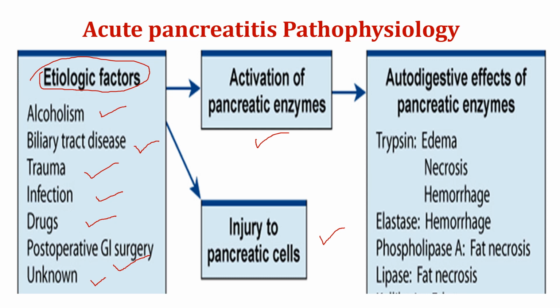The activation of pancreatic enzymes as well as this pancreatic cell injury is responsible for what we call auto-digestion of the pancreas, which increases the trypsin level, elastase level, phospholipase, as well as lipase. Trypsin is responsible for developing edema, tissue necrosis, and hemorrhage. Elastase will cause hemorrhage, and finally phospholipase and lipase are responsible for fat necrosis.